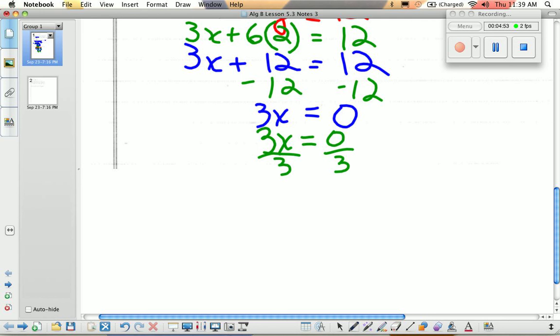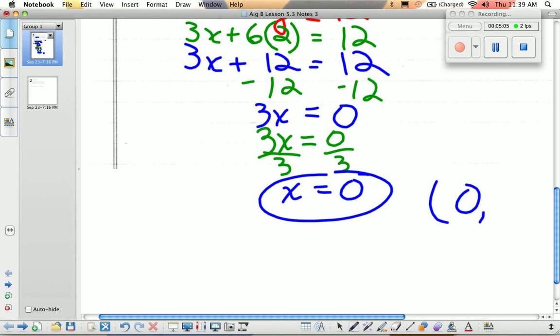0. Can we have 0 for a solution for x? Is it okay? Yeah, it is. So what's our ordered pair solution? 0, 2.